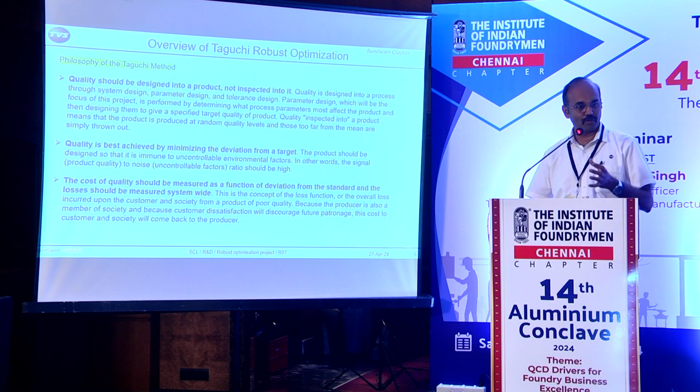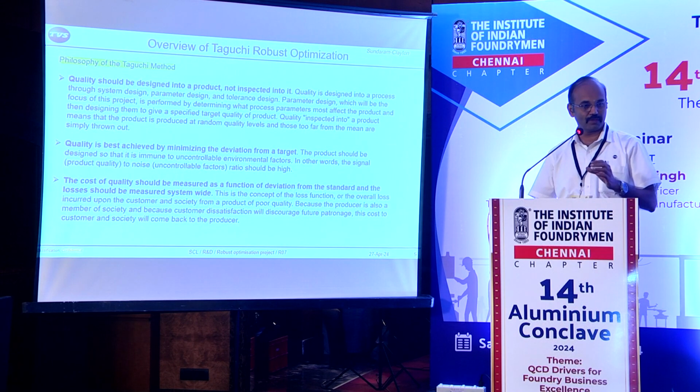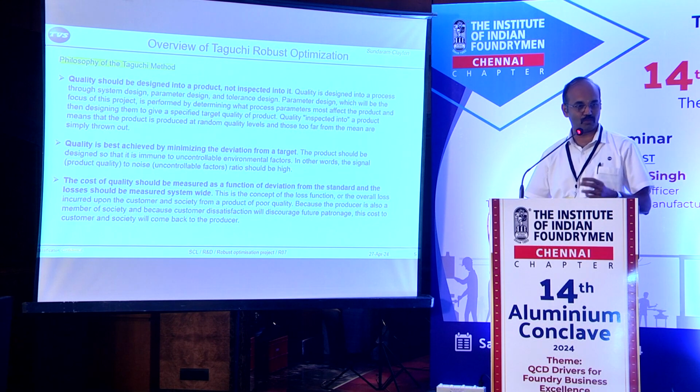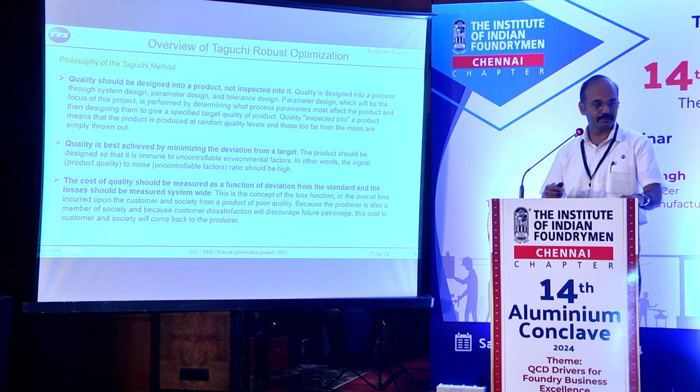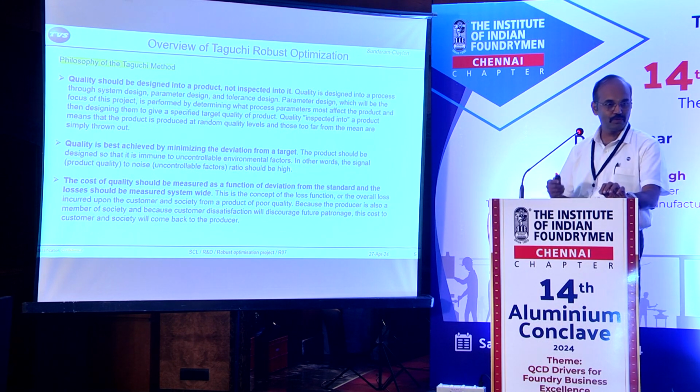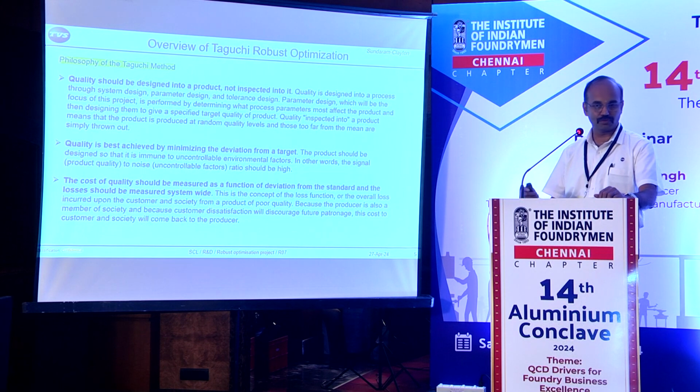He always says that for whatever deviation we get from the target, we should ask how to reduce the variation. Variation is the main key factor which causes all failures in the process, so how to reduce variation is very important. The cost of quality should be measured as a function of deviation from the standard, not only from the producer but also from where it is used. So till the end of the life cycle, the cost of quality has to be measured.